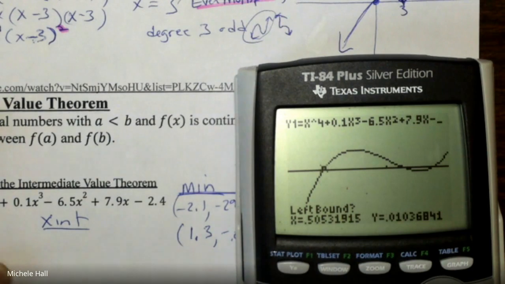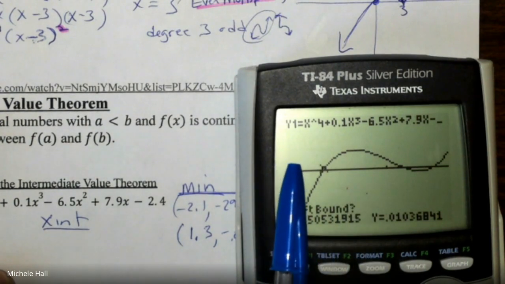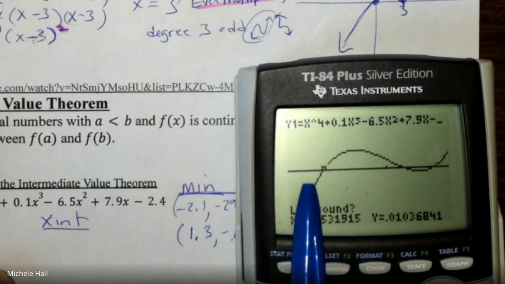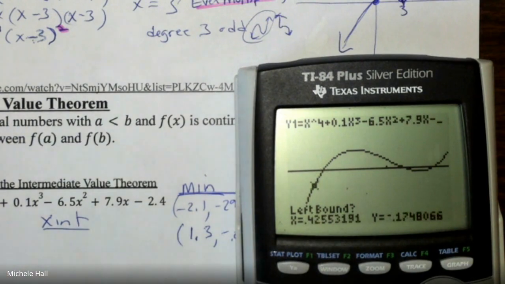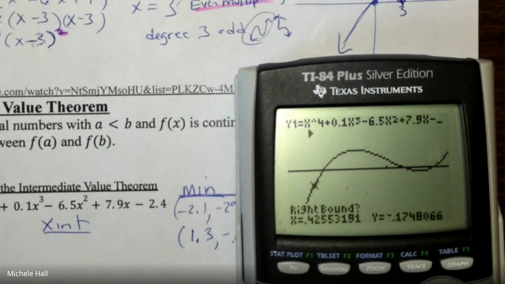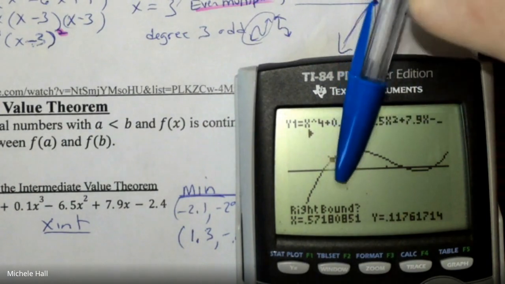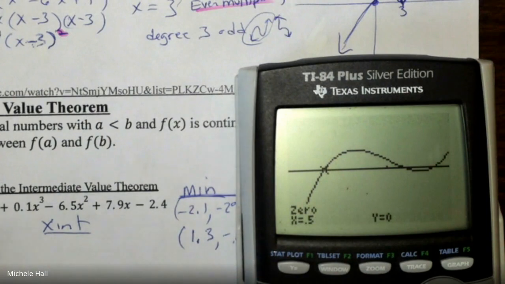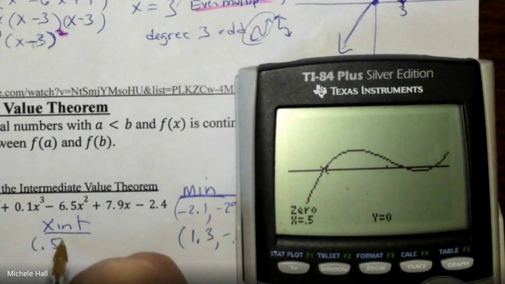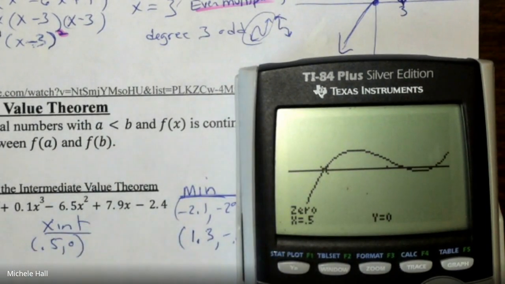Right now, I'm right on the x-intercept, but it's asking for a left bound. That means I need to be on the left-hand side of that. That would be on the bottom. If I'm on the bottom of the function, I would be on the left-hand side of the intercept. So when you're looking for x-intercepts, you need to be on the left and right of that intercept. Now it's asking for a right bound. So when I go up top, that means that now I'm on the right-hand side of that intercept. And hit enter again. And we see this one is at 0.50.